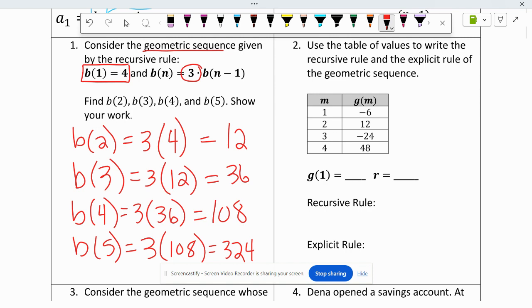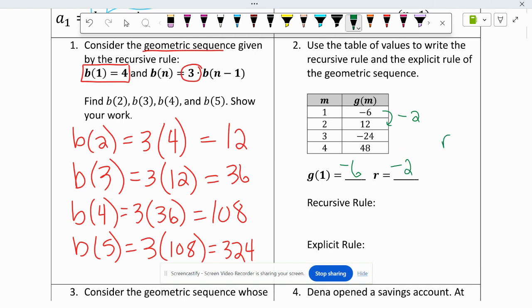So what is the first thing that I want to find from my table? Okay, what is g of 1? g of 1 is negative 6. Okay, what else do I need to find? r is my what? My common ratio, which is also the multiplier. So what am I multiplying by? I'm not multiplying by 2. I'm multiplying by negative 2. So r is negative 2.